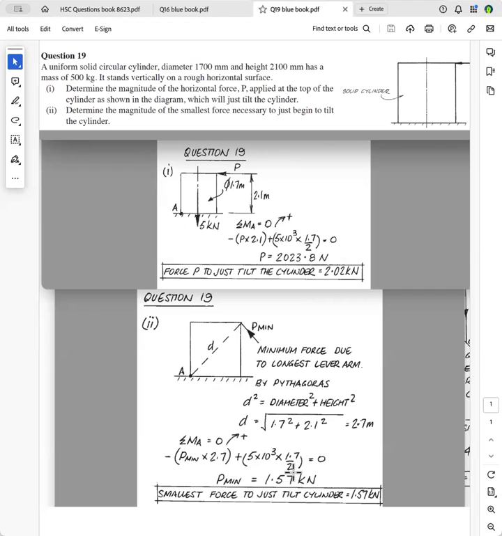And here we have 2.02 kilonewtons. Now, normally, this should go up to 1.6 kilonewtons there for 1 decimal point.